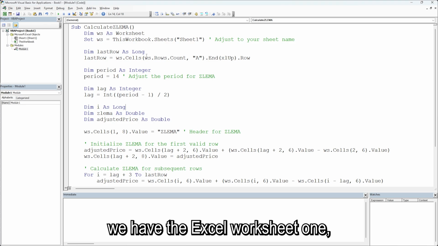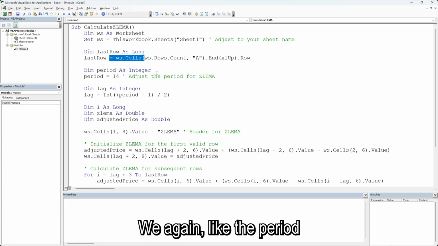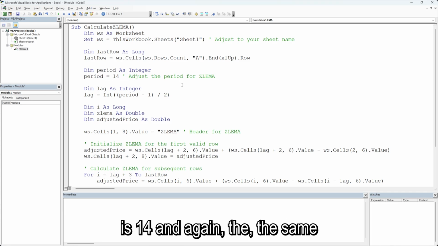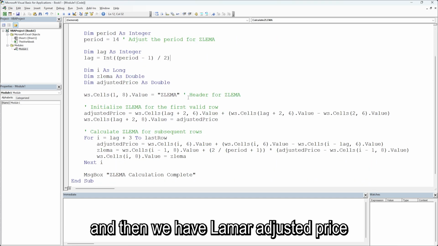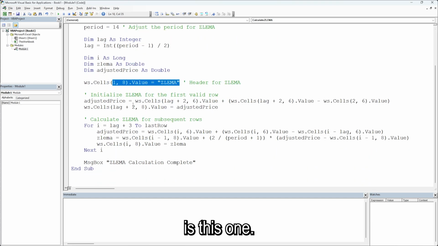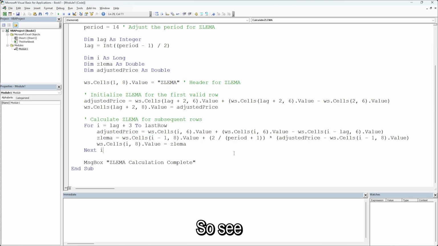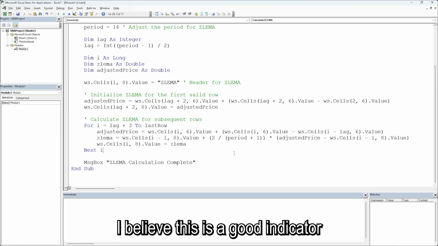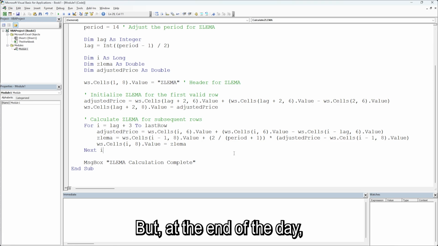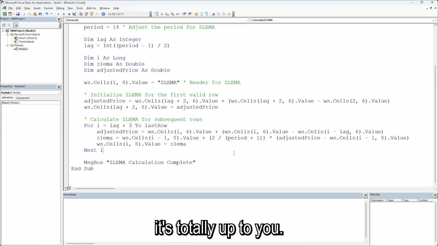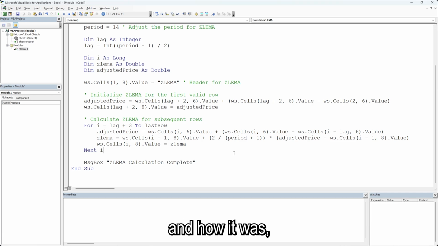We have the Excel worksheet 1 where we are saving the data, and then we have the last row. Again the period is 14, and the logic is the same. And then we have ZLEMA, the adjusted price is this one, and then we are calculating the subsequent rows. So I believe this is a good indicator if you try to implement it and see how it works. But at the end of the day, it's totally up to you. But you can surely share in the comment section if you have tried it and how it was.